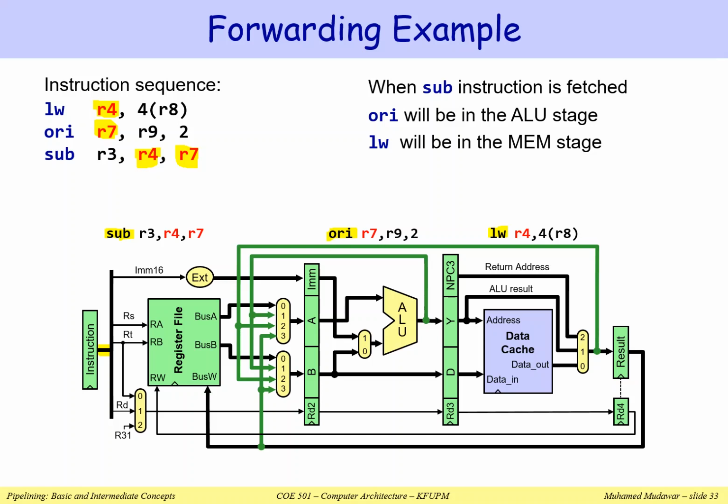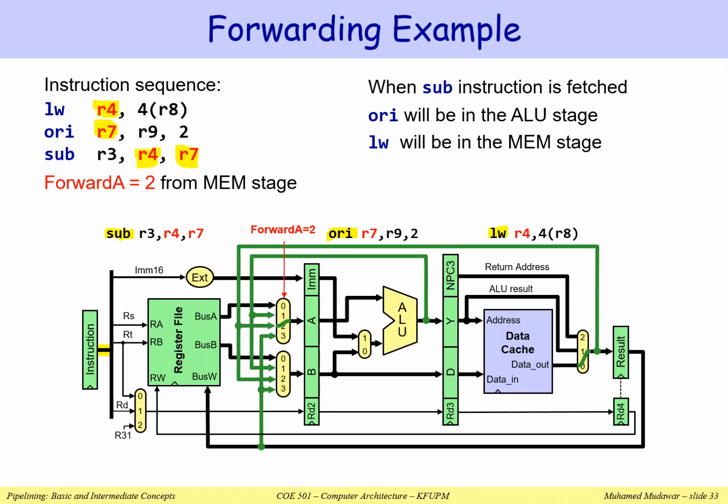Now, at this time, we can check if we have a data dependence. Clearly, the subtract instruction depends on the load, which is the second previous. So we must select forward A to be equal to 2. Forward A equal to 2 means that it depends on the second previous instruction.